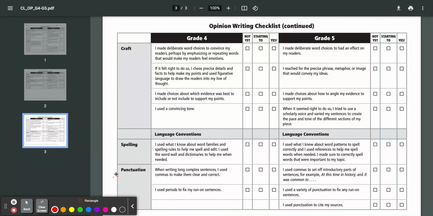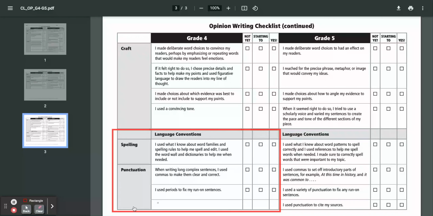Now, the last part is your spelling and punctuation. So let's look at this last section right here. Did you use all your wonderful knowledge this year about word families and spelling rules to help you spell and edit to the best of your ability? Did you use your word wall that you may have or dictionaries to help you when you need it? Did you make sure to write long, complex sentences and use commas to make them clear and correct? Did you make sure there was punctuation and periods to fix all your sentences?